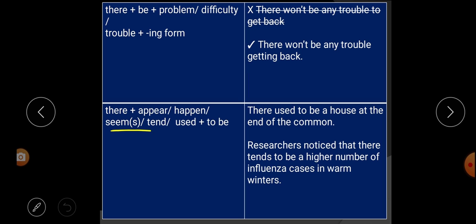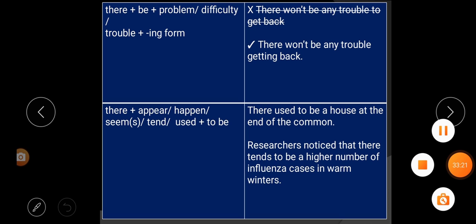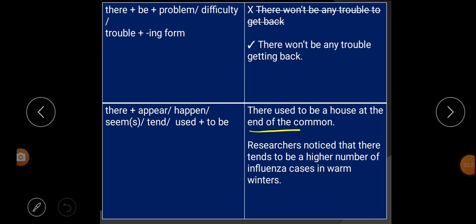Next rule: there plus appear, happen, seems, tend, used plus to be. In this way also we can use introductory there. Let us look at an example. There used to be a house at the end of the common. So let us follow the rule. First of all, introductory there.